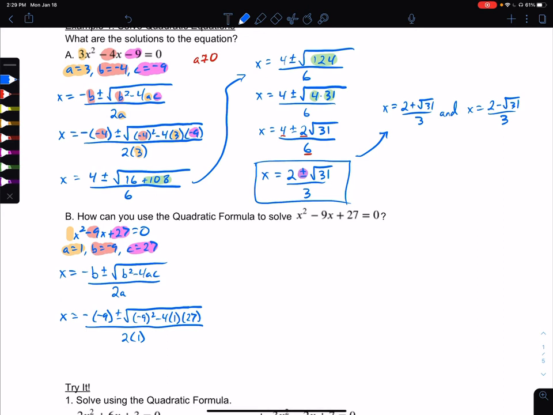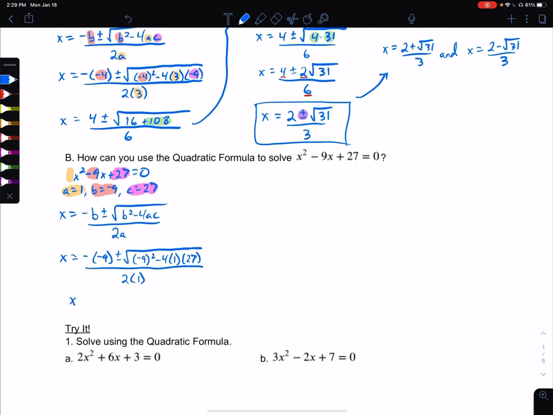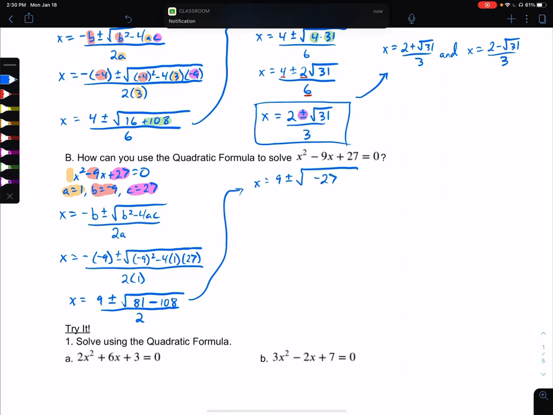Right, so simplify what we can. X is equal to 9 plus or minus negative 9 squared would be 81. We have a subtraction sign, so there's really only one negative here, so it's going to stay as a subtraction or a minus. 4 times 1 times 27 is 108, and then all of that would be over 2. So let's continue. X is equal to 9 plus or minus 81 minus 108 is negative 27 over 2.